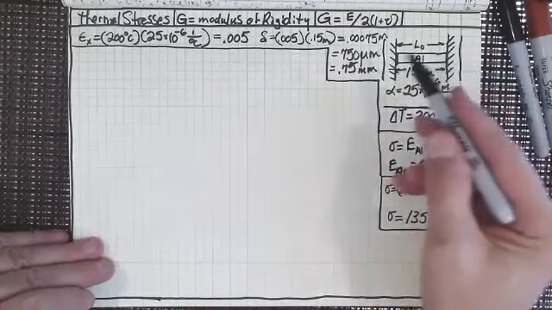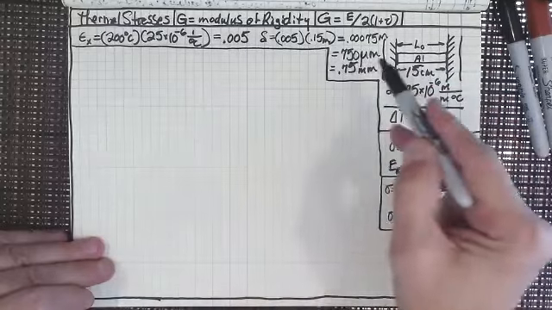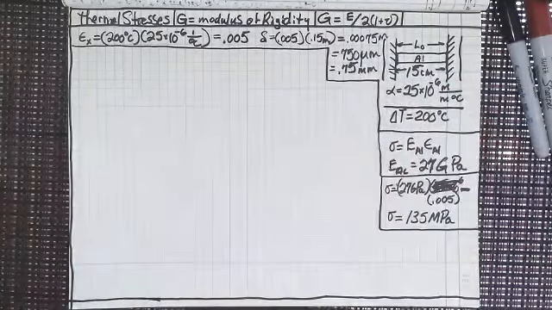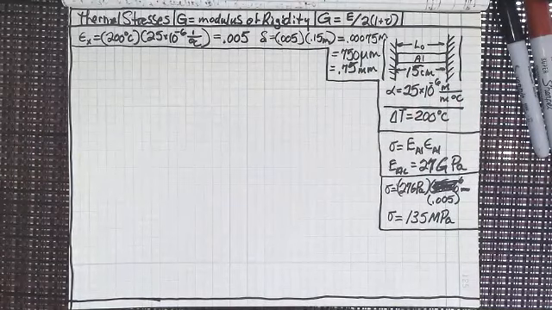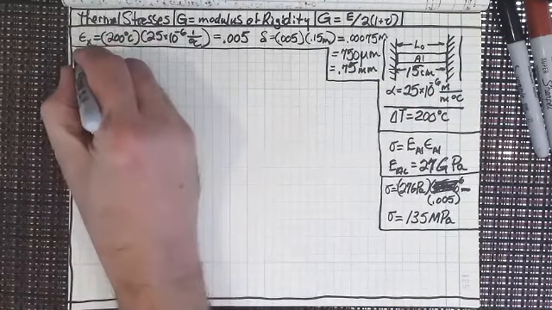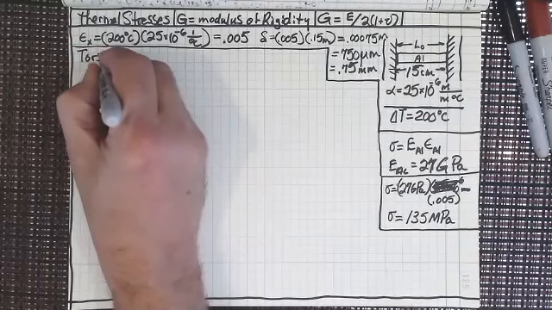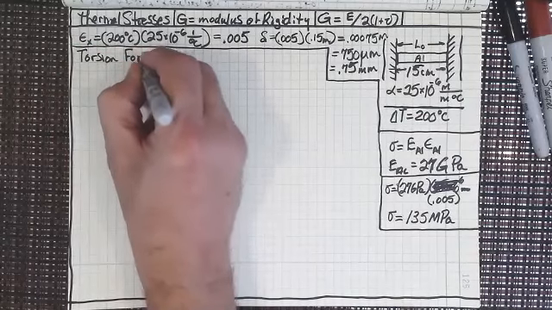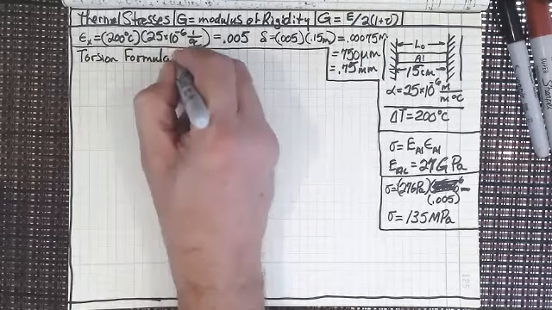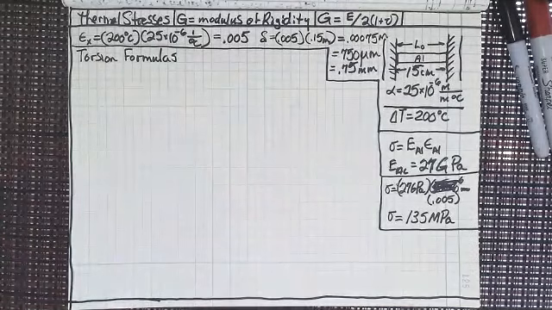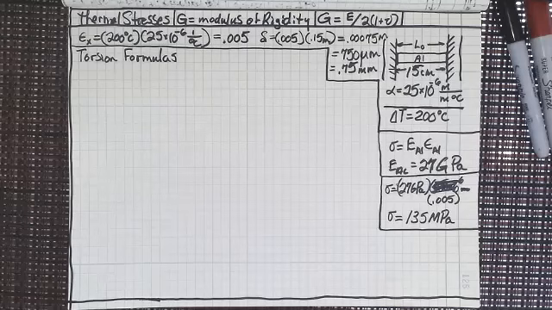All right. So this ends our thermal stresses section that we're going to be doing. And what I want to move into now is the derivation of our torsion formulas. We've got two torsion formulas that I want to derive. We're going to look at how we got them, and then we're going to apply the two torsion formulas that I'm going to derive right now toward solving torsion problems.